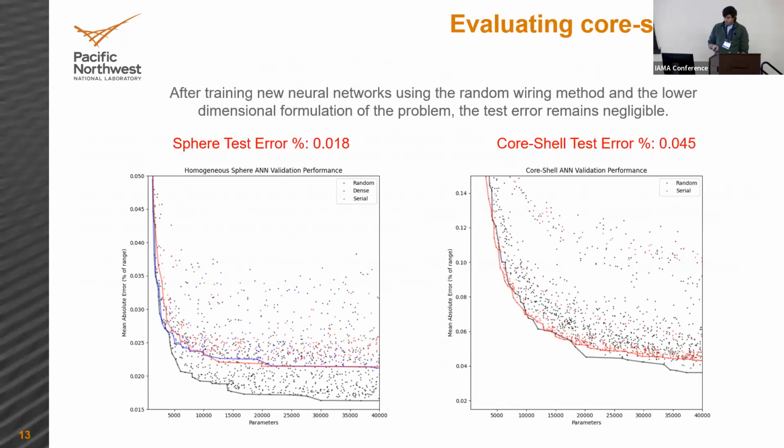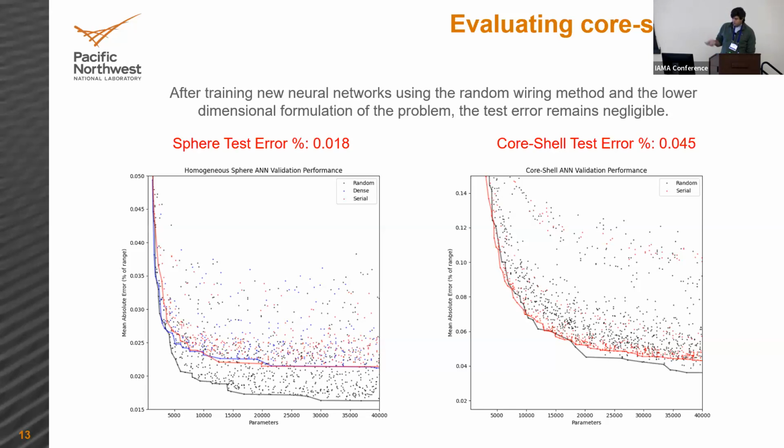I trained neural networks using this reformulation of the problem, both for homogeneous spheres and for the core shell model. And these plots are similar scatter plots to the ones shown earlier. Each of these dots represents a different neural network. The black dots represent randomly constructed neural networks, and the red dots represent conventional serially connected ones.